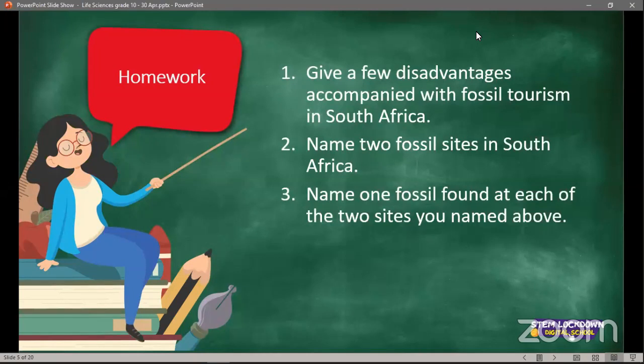So Karabo Sibutuma says, number 1, fossil tourism in South Africa destroys our land. So it means that it has a negative impact on the environment. But how does it destroy the land?